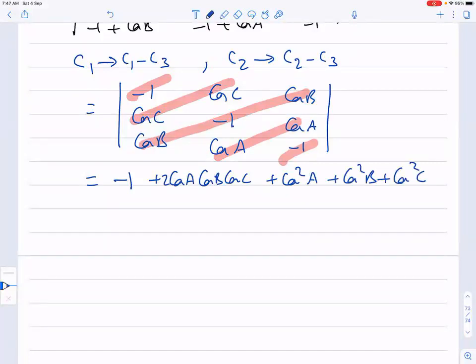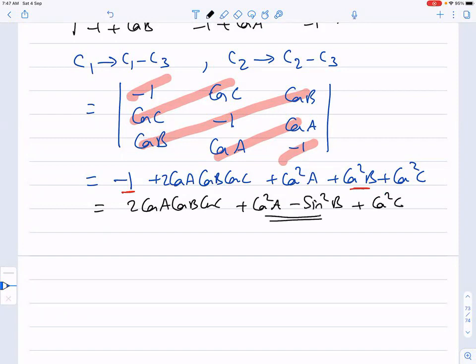Correct? Now, how am I going to simplify this? Okay. Understand it, students. Now, what I will do is, see, this is minus 1 plus cos square b, right? Yes or no? I'll use transformations. That's all, nothing else. 2 cos a cos b cos c plus cos square a, see, this is like minus common, 1 minus cos square b. This is minus sin square b plus cos square c. Now, what is cos square a minus sin square b? Cos of a plus b into cos of a minus b. That is 2 cos a cos b cos c plus cos of a minus b into cos of a plus b.